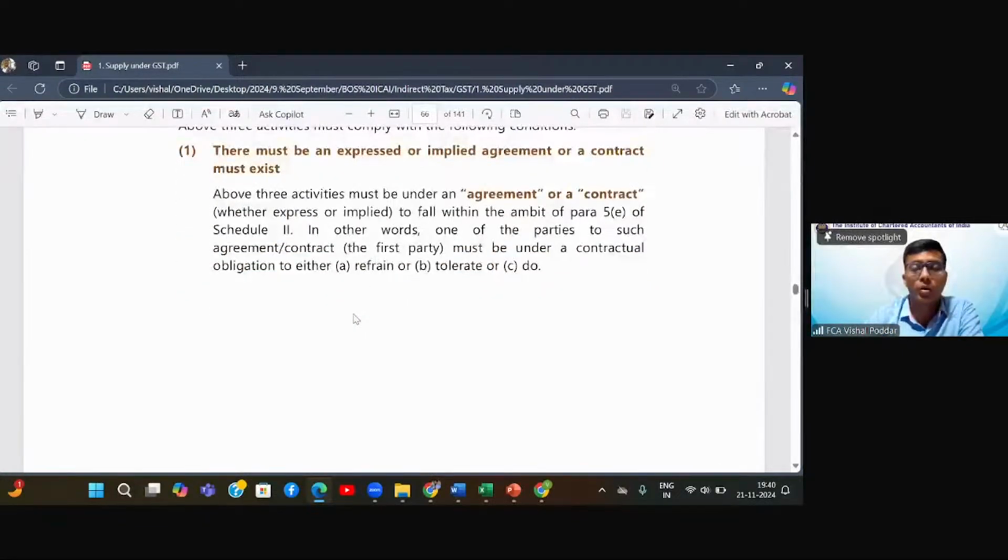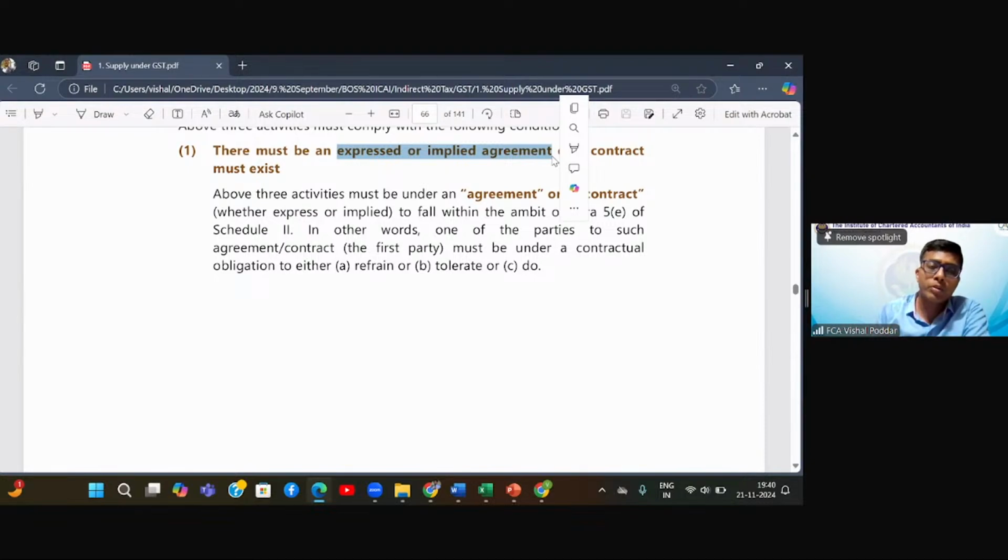This is the most important and crucial point: until and unless there is an express agreement. Express agreement for what? You do this for me or you don't do this for me. Like, I ask you not to compete with me, and for this I am ready to pay you some amount. When there is an express contract for doing something or not doing something, then only it is a supply. But our contract was that you will construct a building for me, but you failed to construct it, so I am imposing a penalty.